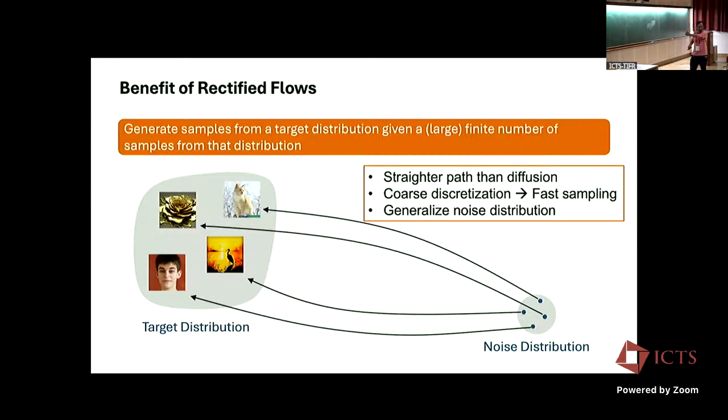I will talk about what the RF objective is. And the reason for straighter paths than diffusion is that it leads to fast sampling. In reality, these are discretized and they're piecewise linear. You just do a piecewise linear interpolation. So the straighter the path, the coarser the discretization can be in practice. And you want a small number of steps for speed.